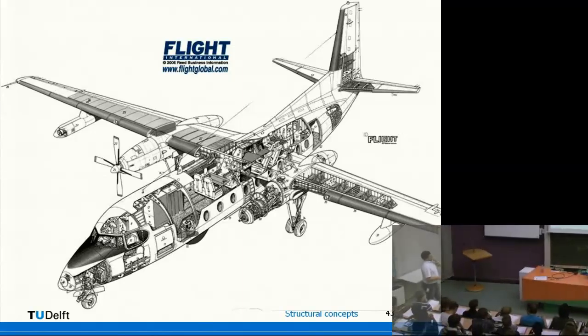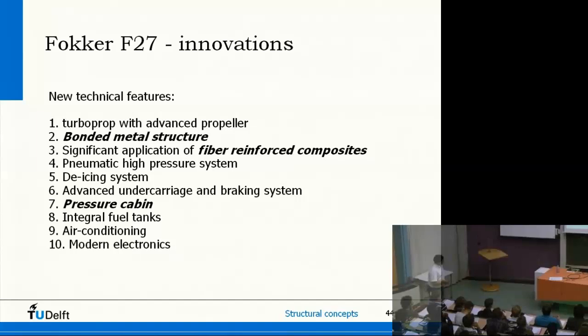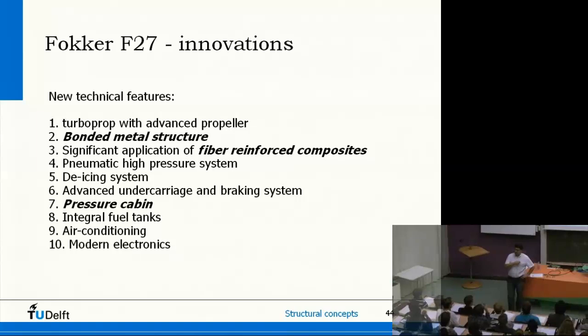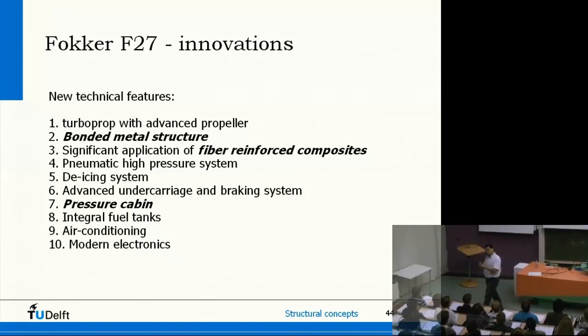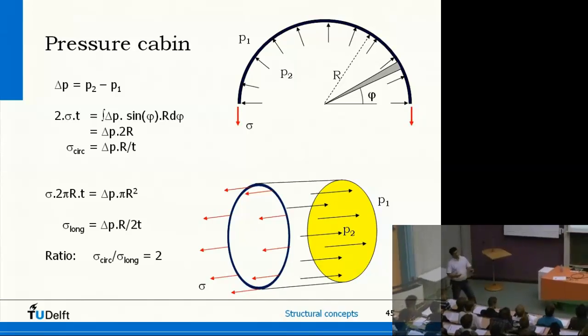Well, this is a Fokker 27, an old aircraft from the 50s. One of the things you saw in that aircraft was rather revolutionary in that time. For instance, bonded structures, extensive use of adhesive bonding, also some introduction of fiber composites, and also the introduction of a pressure cabin. Well, that was not completely new for this aircraft, but it was one of the first aircraft who did it. Just to think about the pressure cabin, and then we are talking about loads.